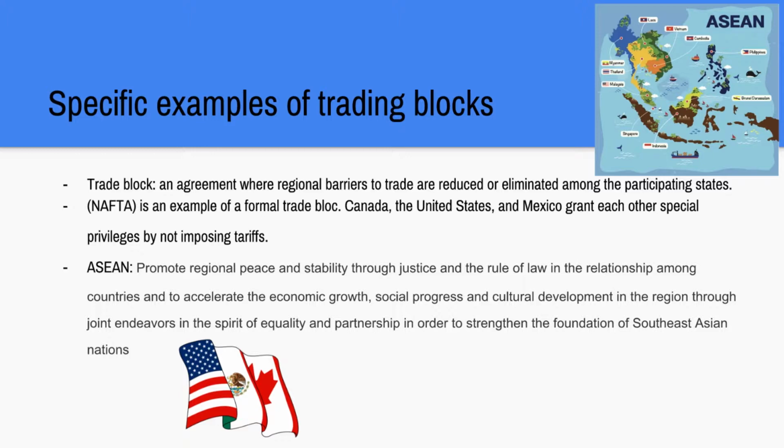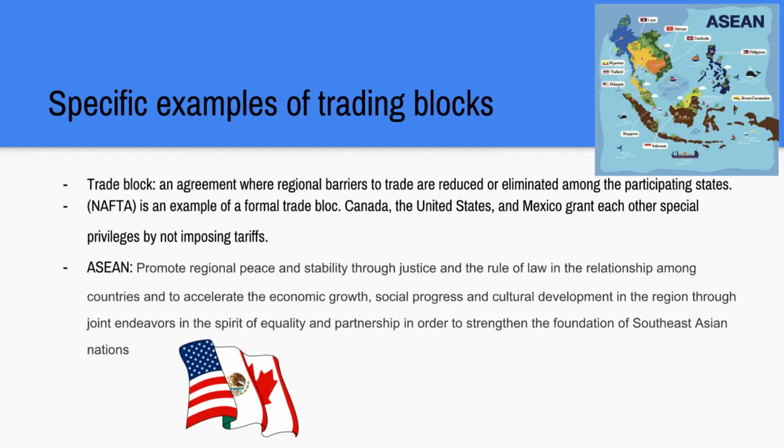A trade bloc is an agreement where regional barriers to trade are reduced or eliminated among the participating states. NAFTA is an example of a formal trade bloc. Canada, the United States, and Mexico grant each other special privileges by not imposing tariffs. Another trade bloc is ASEAN.